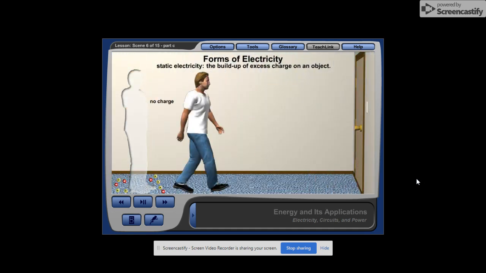When you walk across the carpet, some of the atoms in your shoes hold their electrons more tightly than the atoms of the carpet hold their electrons. So the electrons rub off the carpet onto your shoes and to you, giving you a slightly negative charge.